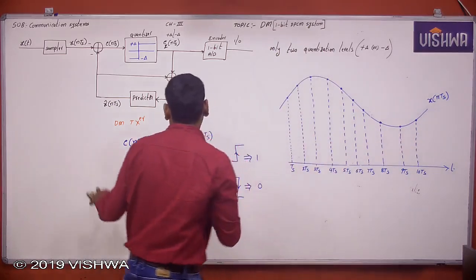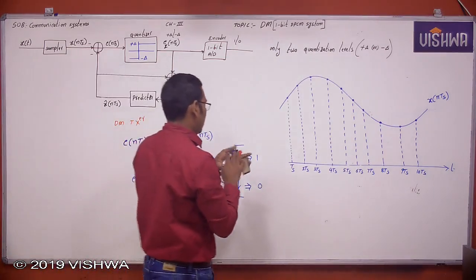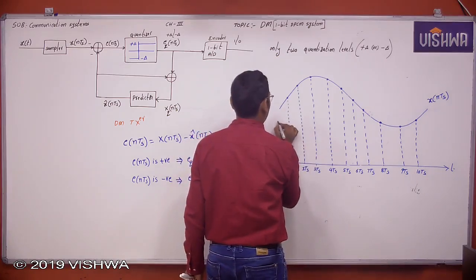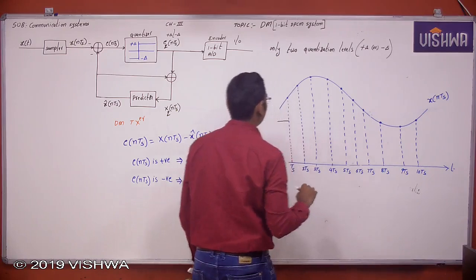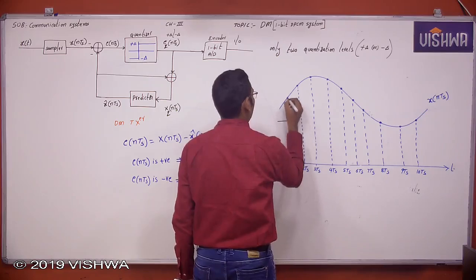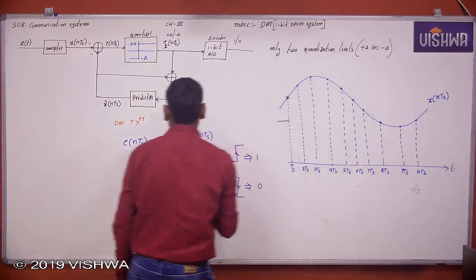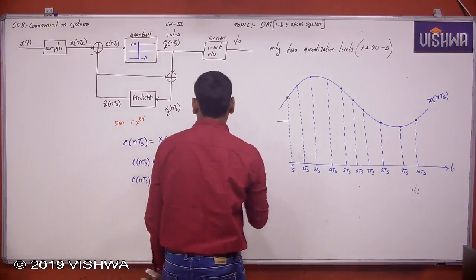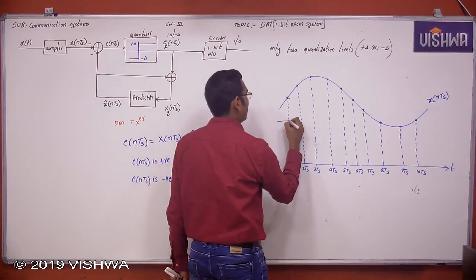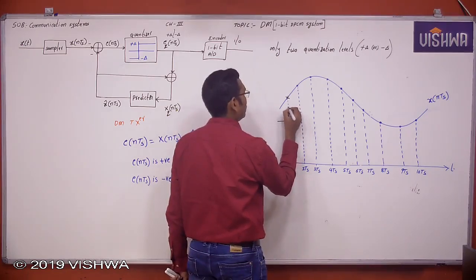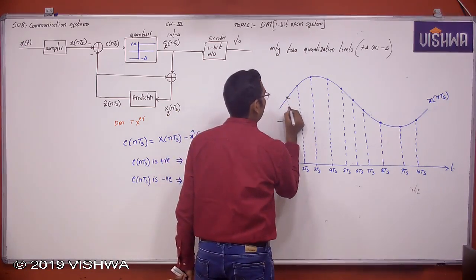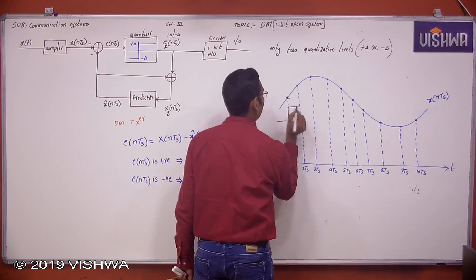Now x cap of nTs, let us take, is the staircase approximated signal. Now see here, this is more than this. Now x of nTs is greater than this. Therefore, this difference is definitely positive. Now it is quantized as plus delta. This is quantized as plus delta during this duration, and it will be maintained over a duration of Ts seconds.